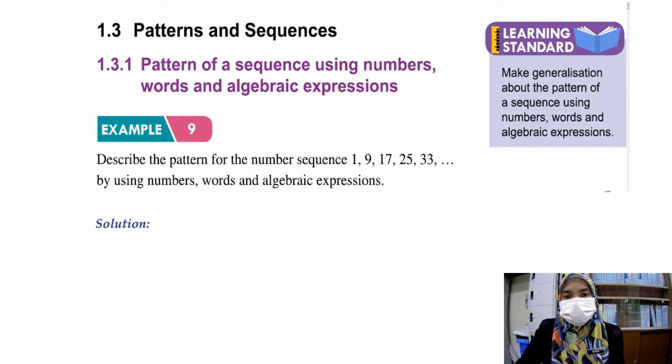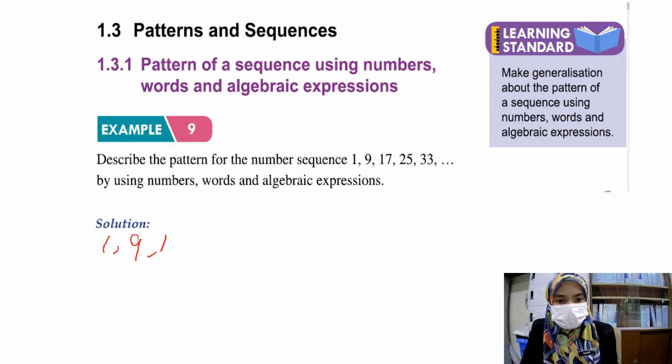Example 9. Describe the pattern for the sequence 1, 9, 17, 25, 33, and so on by using numbers, words, and algebraic expression. So here, we need to describe this pattern using numbers, words, and algebraic expression. First, we need to list the number 1, 9, 17, 25, and 33.